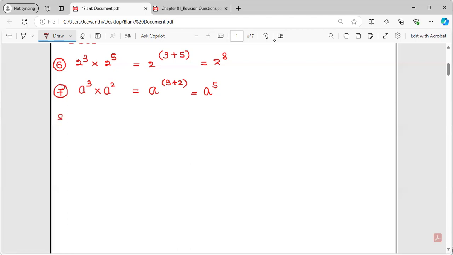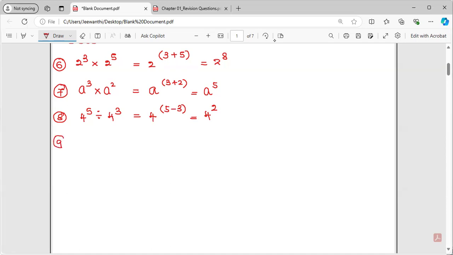So we don't have to worry that they have asked us to keep it as an index number. Question number 8: you have 4 to the power of 5 divided by 4 to the power of 3. This is again the same base value, but this time it is a division. If it is the same base value and a division, we are subtracting the indices. 5 subtract 3, the answer is 4 to the power of 2, right? Again, you don't want to get the answer 16, because here we are keeping the answer in index form. 5 minus 3 is 2. The answer is 4 to the power of 2.